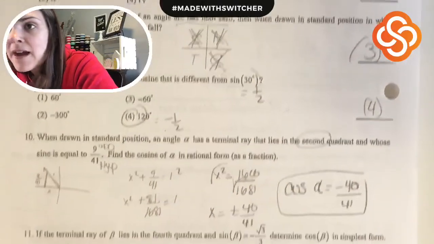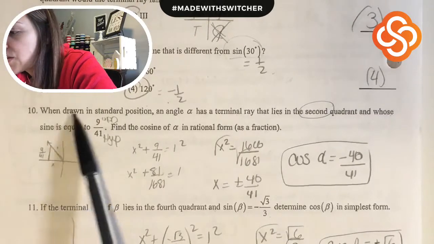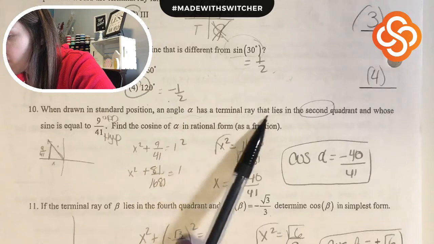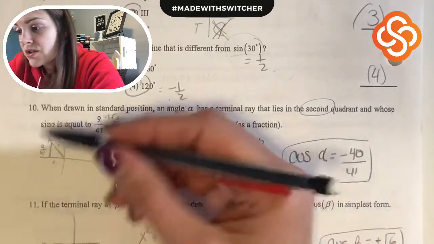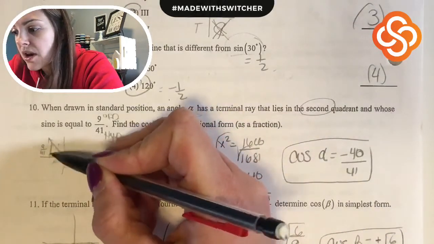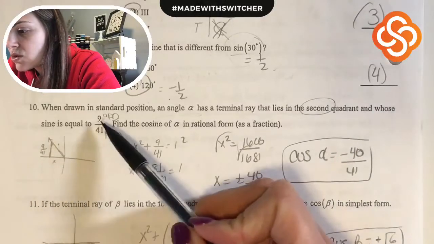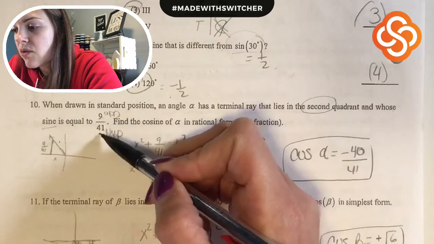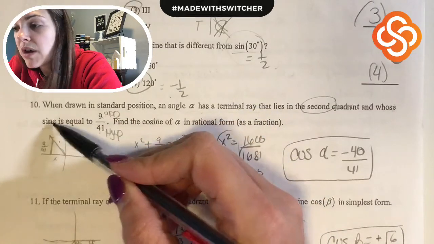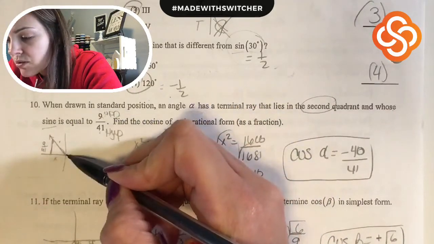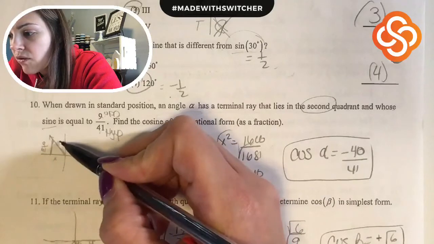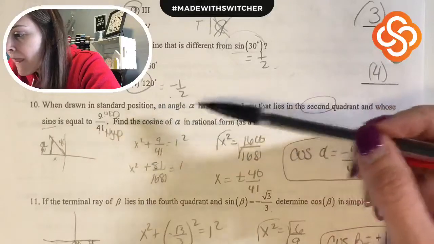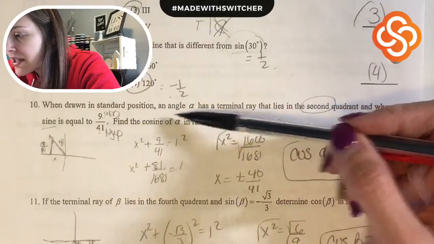Okay? All right, and then getting down to these ones here, when drawn in standard position, an angle has a terminal ray that lies in the second quadrant. So again, here's our second quadrant, so we're drawing that, and whose sine is equal to 9/41. So remember, because they said sine is equal to 9/41, sine in our SOHCAHTOA is opposite over hypotenuse. So we have our opposite, which is 9, over a hypotenuse of 41. So 9/41. Find the cosine of the angle.